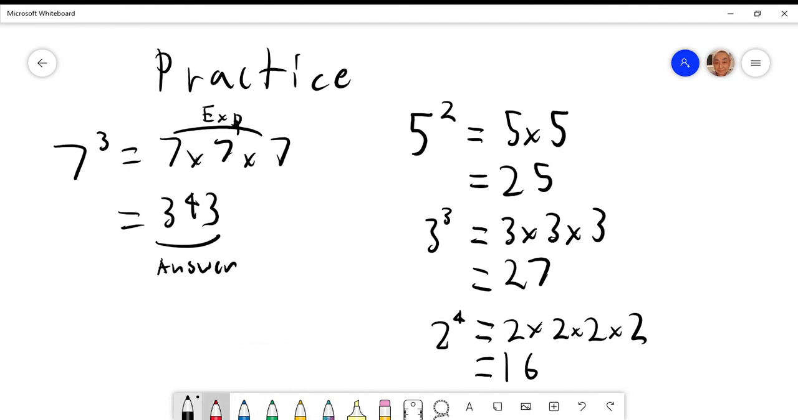Now, a bit off topic here, but I found that if you add up all of these scores, so 25 plus 27 plus 16, and you add 1, you get my math grade from last year, which is pretty cool.